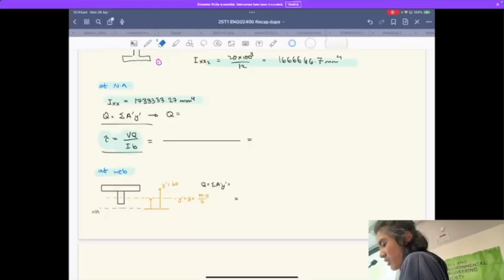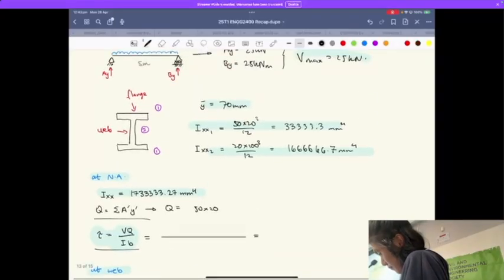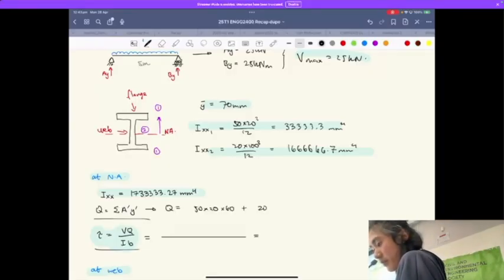Okay, this is where it gets a little bit dicey. This area is 50 times 20, and I'm pretty sure you're taking it from the neutral axis. So the distance of one flange is going to be 60. And then this is the web part. The web part is 20 times 50, that's the area, times 25 on 2.